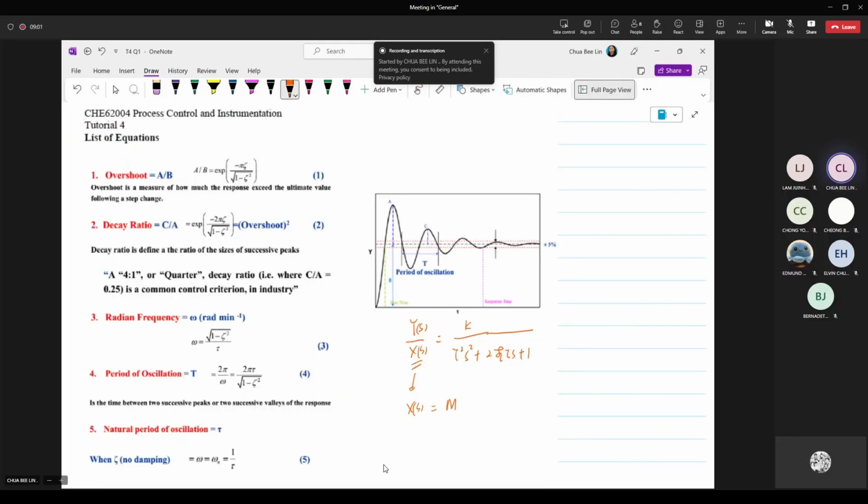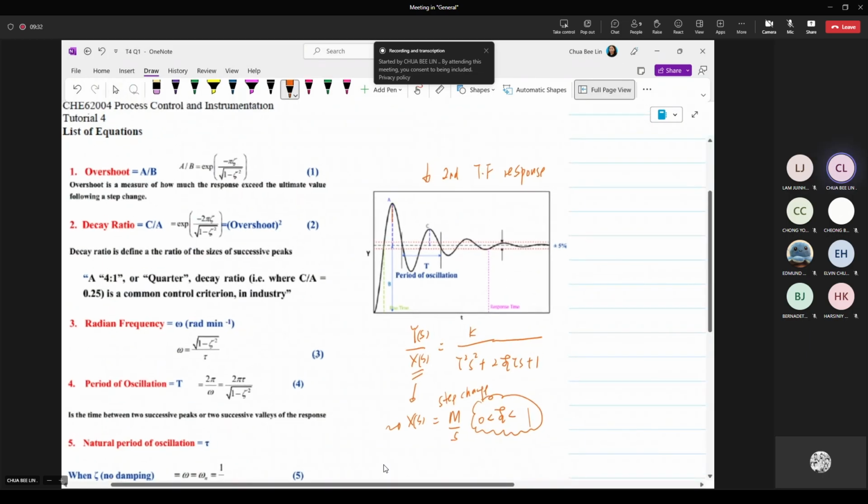Change, M over the S. Then if your damping factor is within 0 to 1, then you will get this typical response of the second order. So this is a second order transfer function response, for the damping factor within 0 to 1 and the input as a step change. Then we will get this graph.